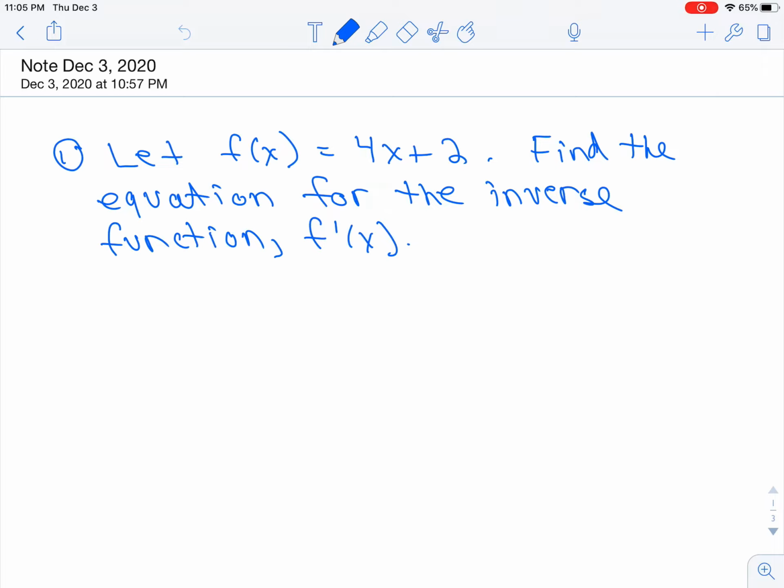So just a little review of inverse functions, which is something that you did back in chapter 2. So we're just going to take a simple linear function. Let's let f of x equal 4x plus 2. And we want to find the equation for the inverse function, and the notation that we use for the inverse function is f inverse of x notation. So like I said, I would invite you to jot down the problem, turn off the video, try it yourself, then turn the video back on, and then I will take you through it.